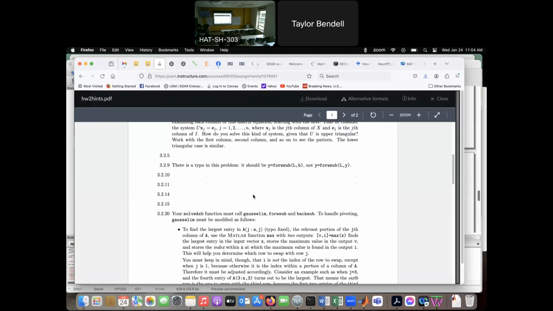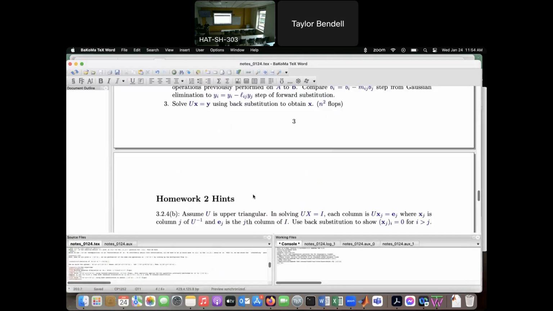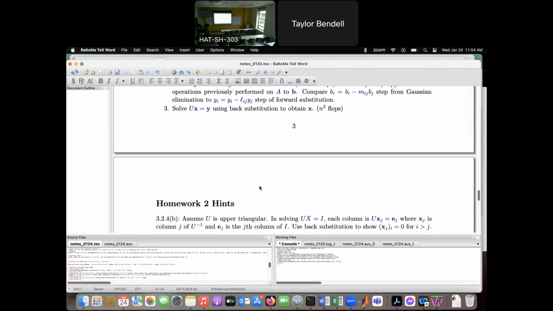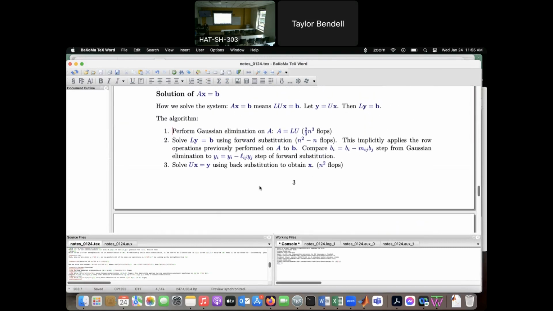Can you go back to the file, your notes? Yeah, here. So here, well, I'm not looking at the hints now, but for the algorithm, are you assuming that your U is an upper triangular matrix? Yes. Yeah, just because that's what Gauss elimination will produce.